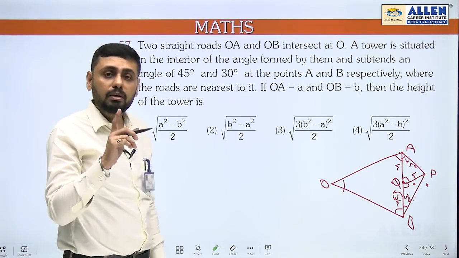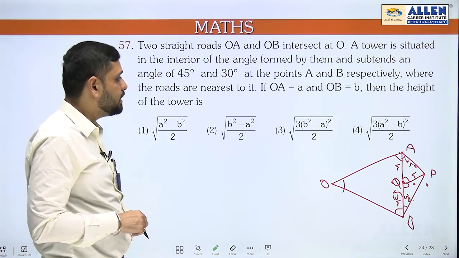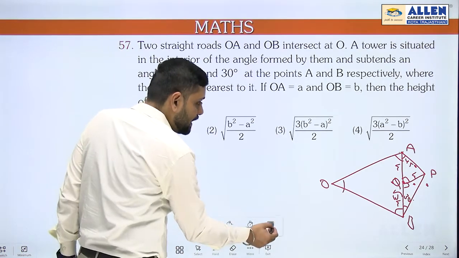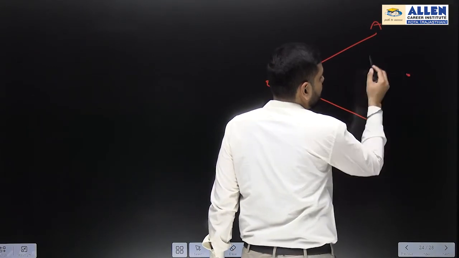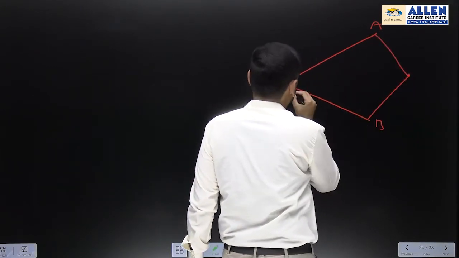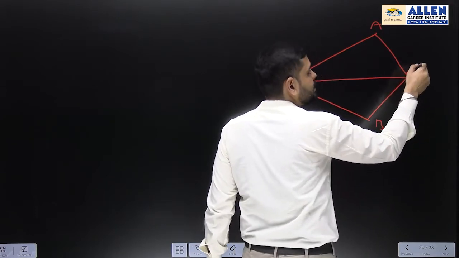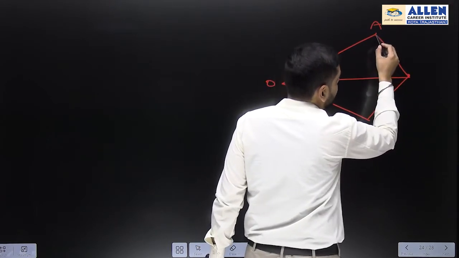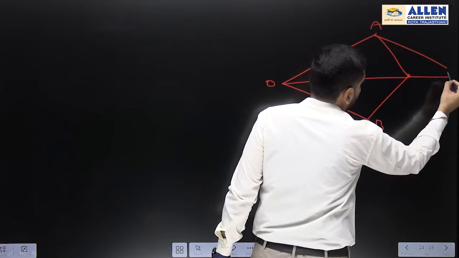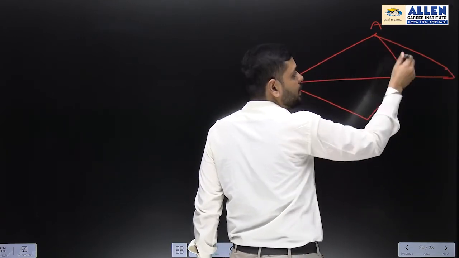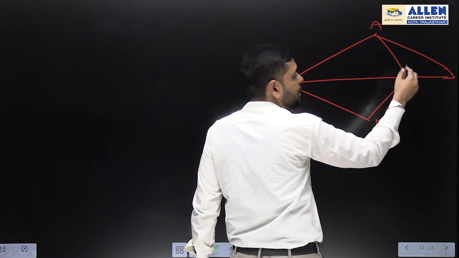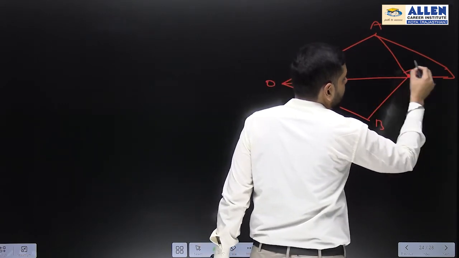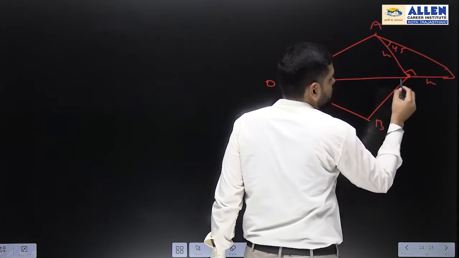But there can be one more case here. Suppose these are two roads OA and OB, and suppose we take the base of the tower here, and the tower is like this, making an angle of 45 degree with A. So if it's making an angle of 45 degree, this angle will be 90. If this is the height of the tower, this is angle 45, this is H.